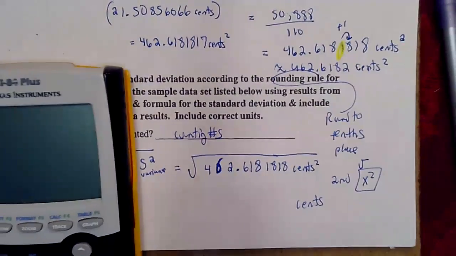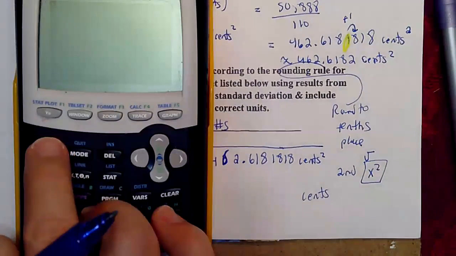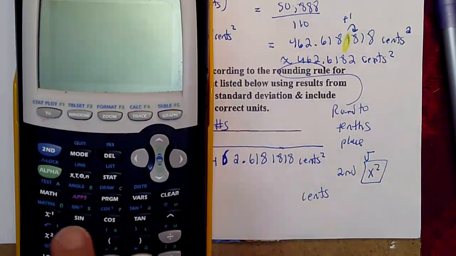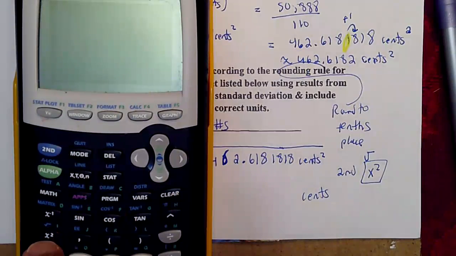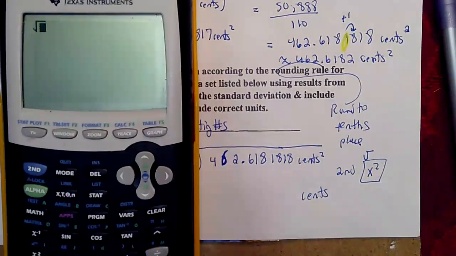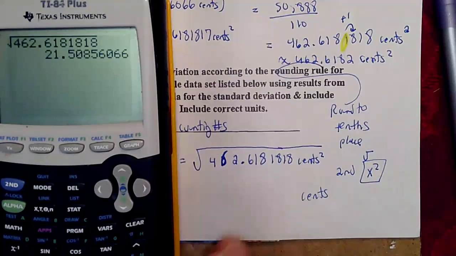So we do second, and then that x squared key. See right here? My finger? Whoops. Second, and then that key right here. There we go. And then type this in, 462.6181818, and then square root.